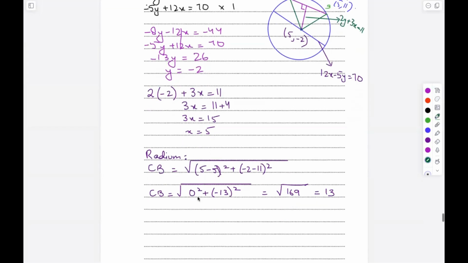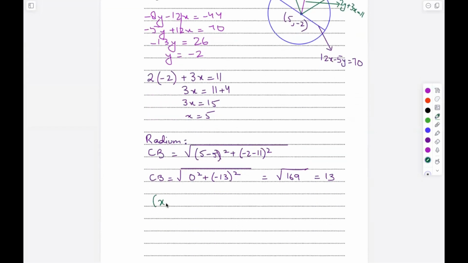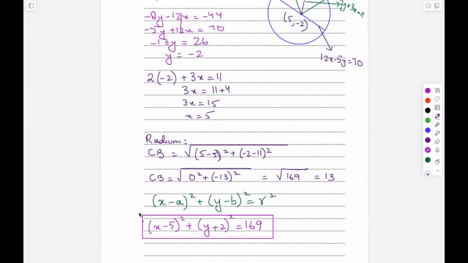Once we have the radius, we can write the final equation. The general form for the equation of a circle is (x minus a) whole squared plus (y minus b) whole squared equals r squared, where a and b are the coordinates of the center. So we can write this as (x minus 5) whole squared plus, as the y coordinate for the center is -2, this will become (y plus 2) whole squared. And the radius is 13, so 13 squared will become 169. So the final equation of the circle will be (x minus 5) whole squared plus (y plus 2) whole squared equals 169.